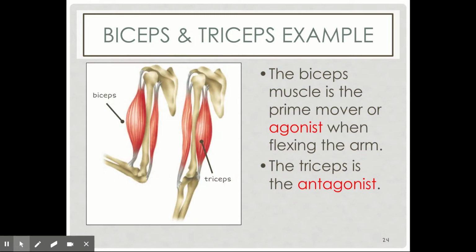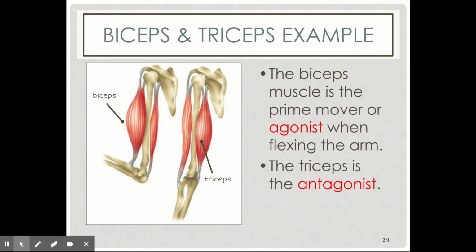Now, for this example, we're going to go back to our biceps and triceps. Most people know where they're located, and it's easy to do while you're just sitting down or standing up listening to a lecture. So if you're moving something, this is going to be our elbow here, and then you have your shoulder and your acromial process up here. Your bicep muscle is going to be the prime mover, or the agonist, when flexing the arm.